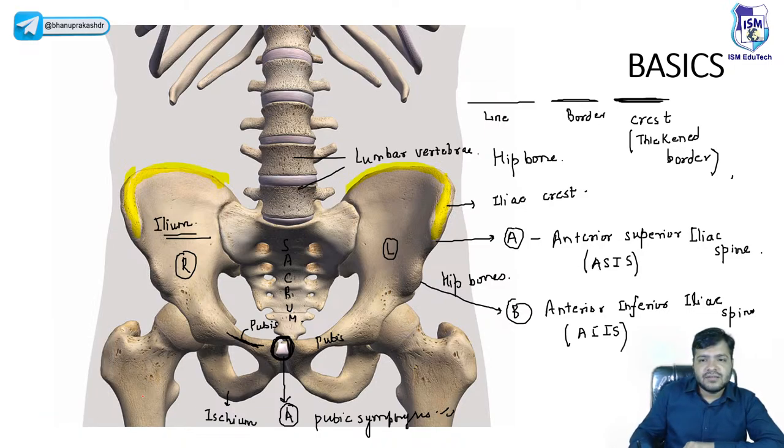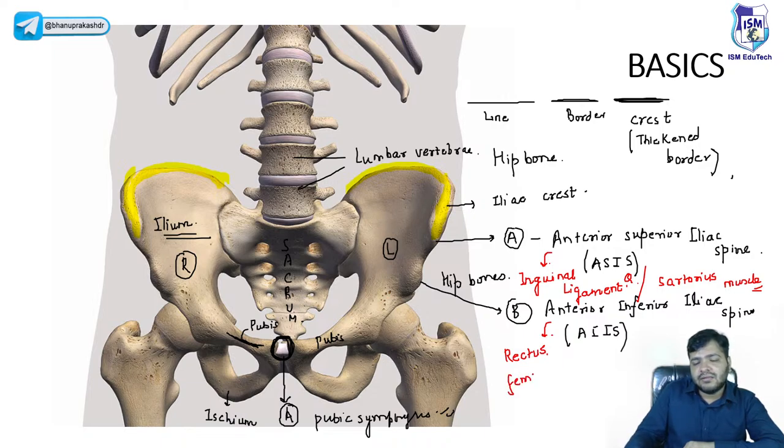Two things that you have to remember, guys, over here on anterior superior iliac spine, basically we have a ligament and that is called as the inguinal ligament, that you all have to learn. We have the inguinal ligament, okay, that is originating from here, right? And along with that we have the sartorius muscle, okay. And on anterior inferior iliac spine we have one muscle and that is a straight muscle. Rectus ka matlab kya hota hai, straight. So it is the rectus femoris muscle which is originating from here.